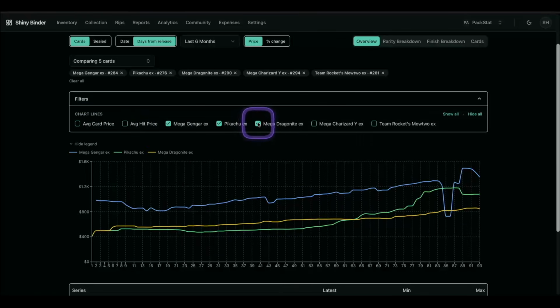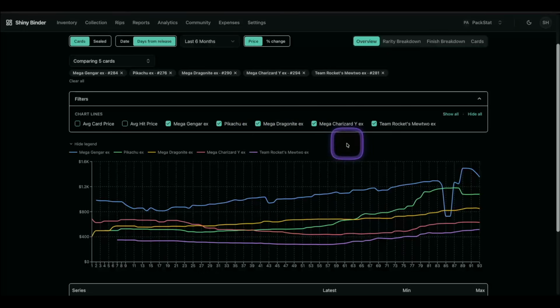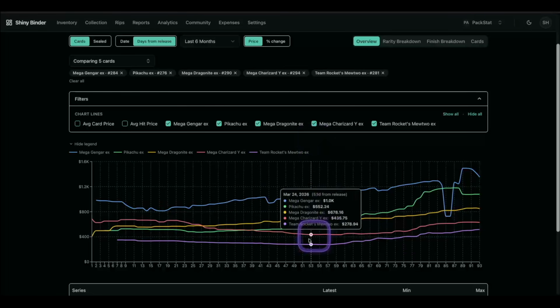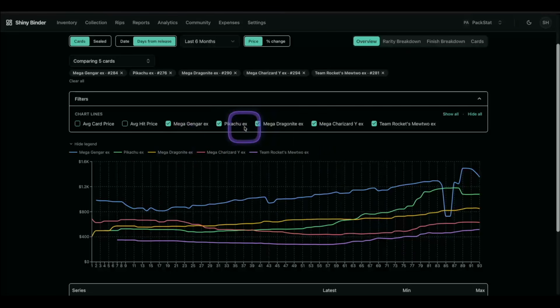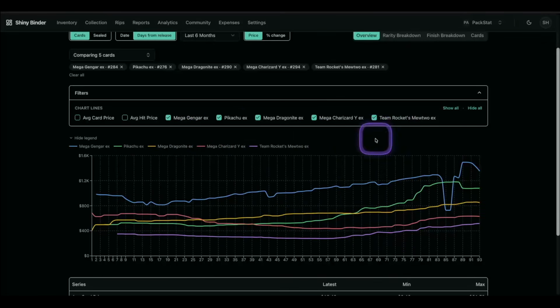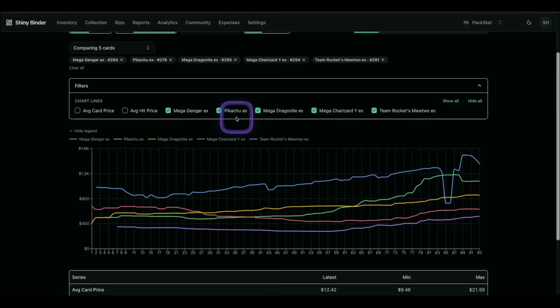What I am talking about is the cards that you should be watching for Ascended Heroes, or what I think you should be watching. I am definitely going to watch them. And it is not the 5 cards that I have right here, which is the top 5 most expensive cards in Ascended Heroes. It's Mega Gengar SIR, Pikachu SIR, Mega Dragonite, the Charizard YEX, and Team Rocket's Mewtwo.